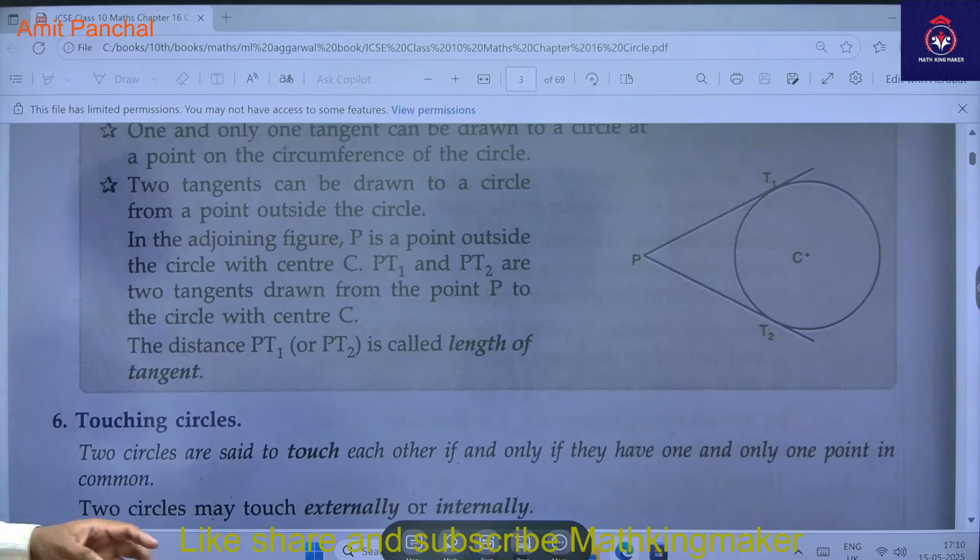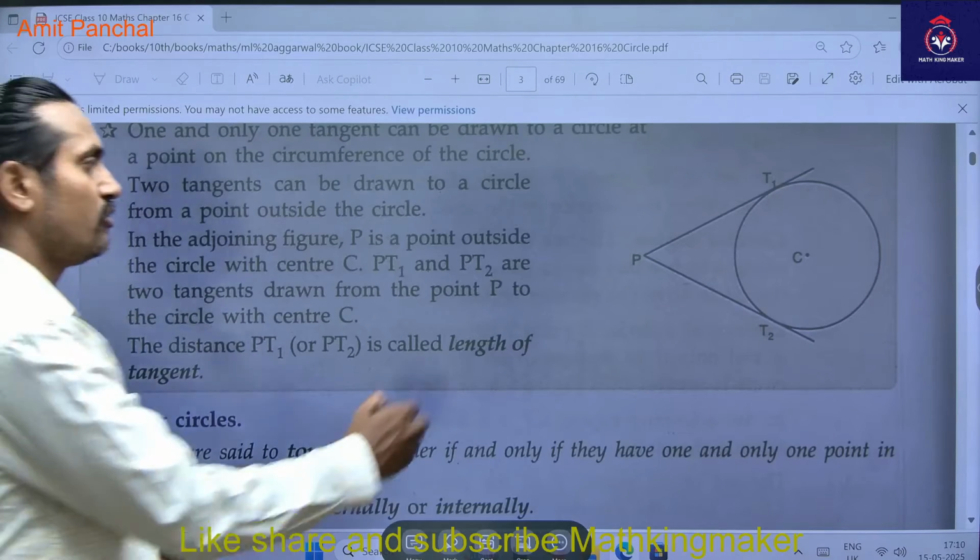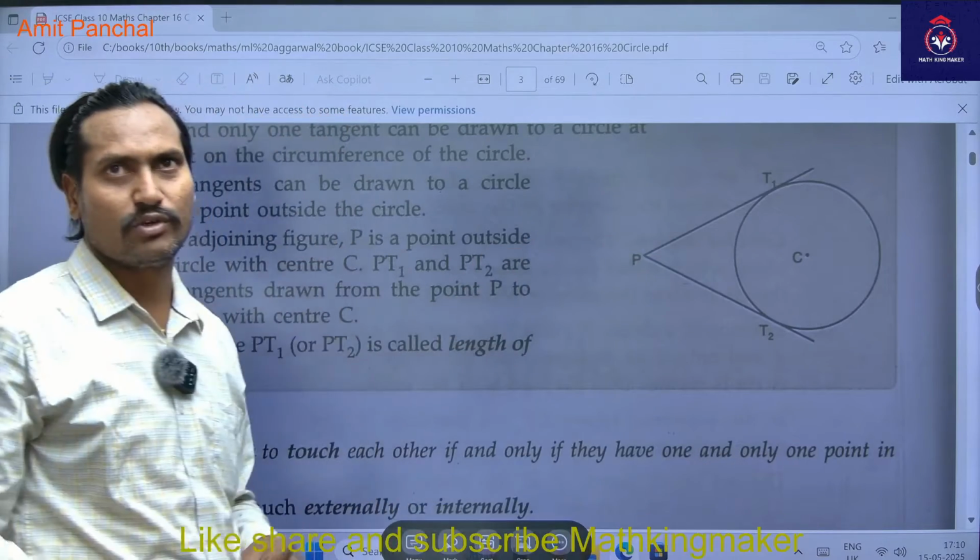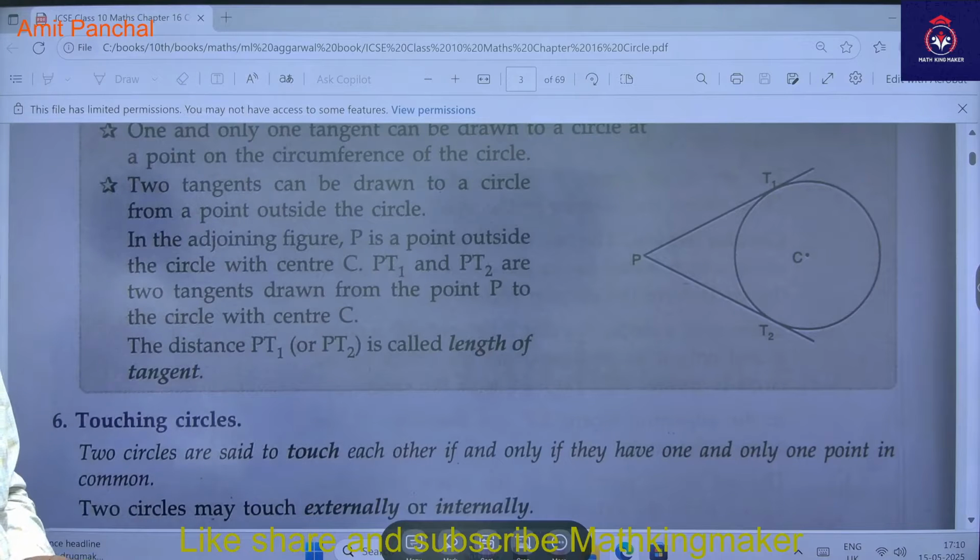Okay, just write down this thing. Draw a circle and draw the two tangents. This is a theorem; we did this before, right?